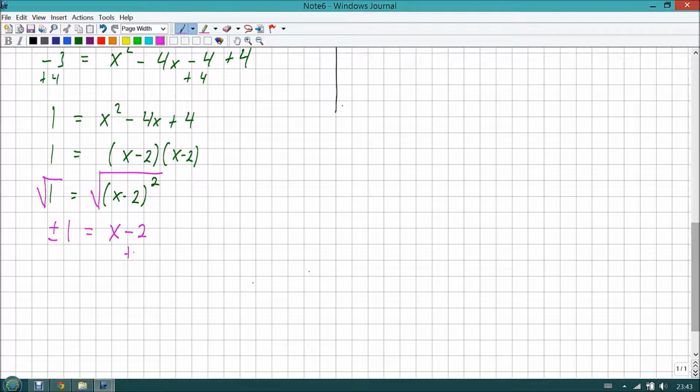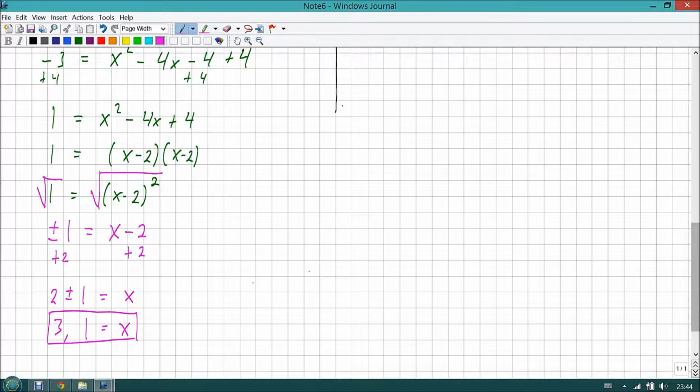Adding 2 to both sides, I now have 2 plus or minus 1 is equal to x. 2 plus 1 is 3. 2 minus 1 is 1. So for my x values, I get the same ones that we could have done using our previous method.